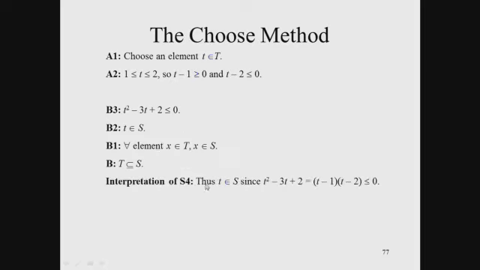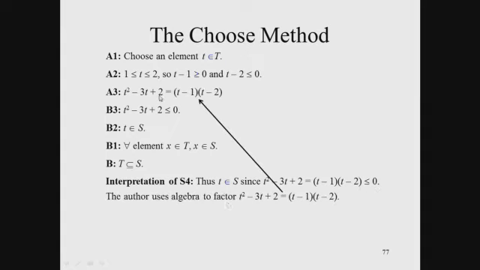And that's actually pretty easy to do, but let's read what the author writes. Thus, T is in S since T squared minus 3T plus 2 equals T minus 1 times T minus 2 is less than or equal to 0. Where does this come from? The author is using algebra to start with T squared minus 3T plus 2 and factors it.